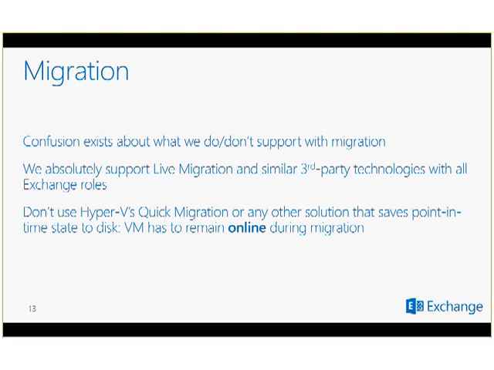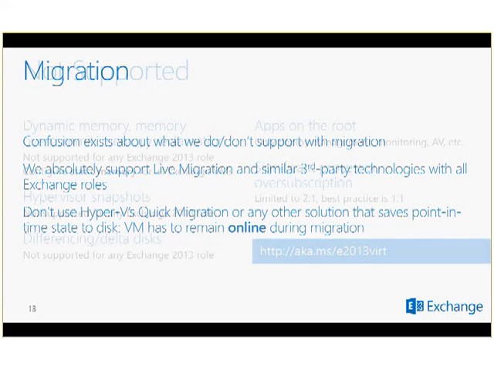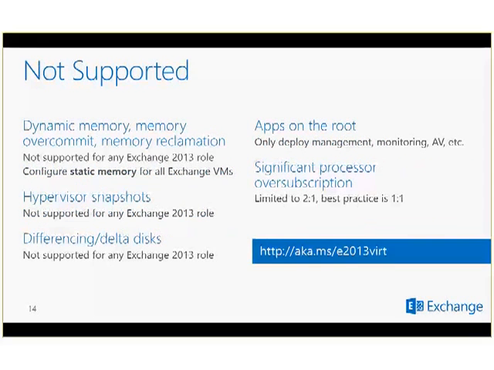So when we think about other areas that we don't support: dynamic memory, memory overcommit, memory reclamation, any sort of technology that is changing the amount of memory that's available to a virtual machine behind the scenes, those are all unsupported for Exchange 2013. We recommended strongly against using them with Exchange 2010, but for 2013, we're coming out and just saying not supported. This was a huge pain point for our customers in the 2010 release, and we want to make sure that it's not going to continue to be a pain point with 2013.